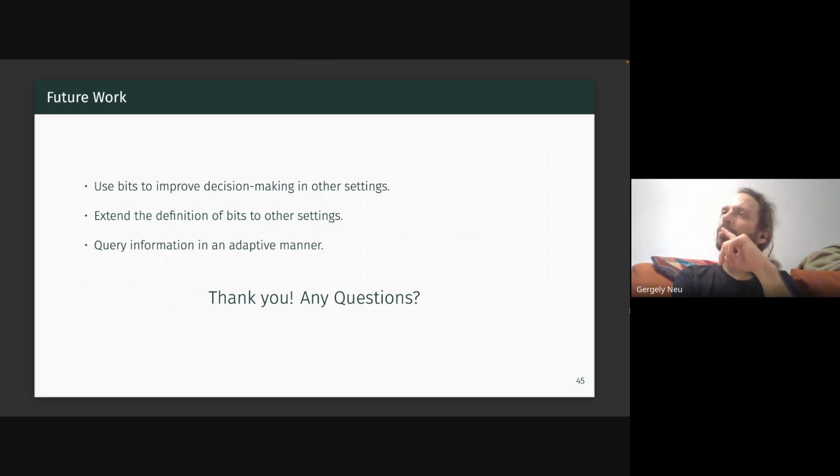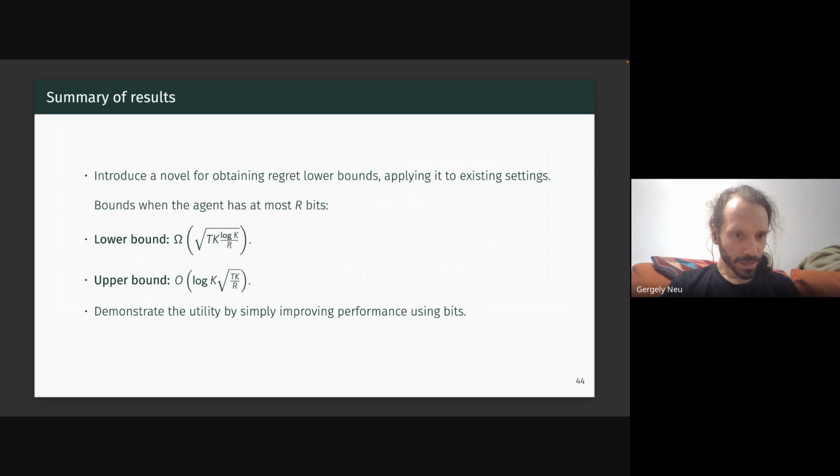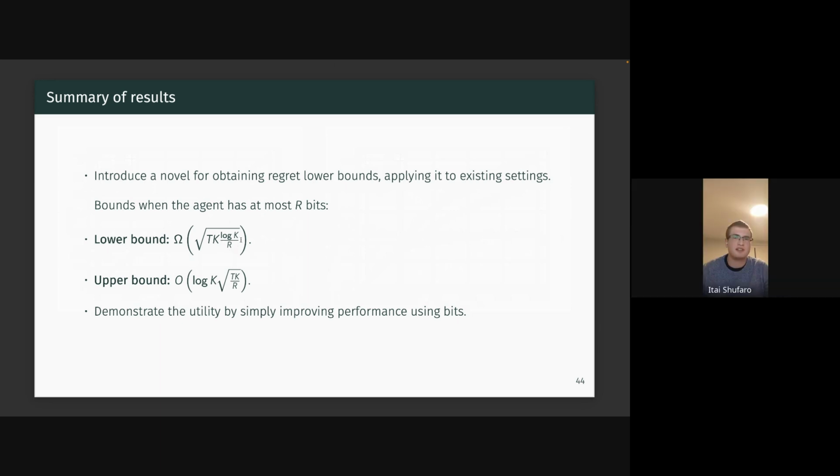Mm-hmm. But what I sort of struggle to understand, maybe I have the wrong units in my mind. So imagine that I have an interaction history that captures 1 bit of information about pi star. So then the upper and lower bound are exactly the same as what you get for the standard bandit setting. Is that right? No. Okay, for R equals 1. Right. If you put here R equals 1, you get square root of TK log K. You have this additional square root of log K factor.